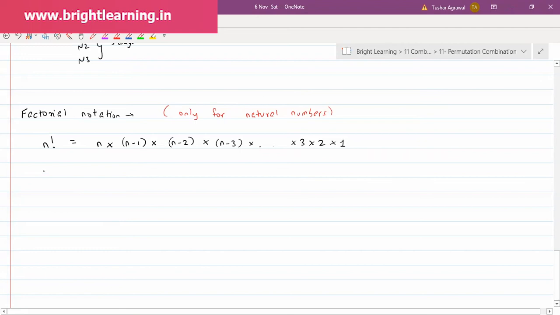So what will be, let's say, 6 factorial? 6 factorial will be, start from 6: 6 into 5 into 4 into 3 into 2 into 1. What will be 4 factorial? 4 factorial will be 4 multiplied by 3 multiplied by 2 multiplied by 1. What will be 10 factorial? 10 factorial will be 10 into 9 into 8 into 7 into 6 into 5 into 4 into 3 into 2 into 1. Got it? The meaning of factorial.